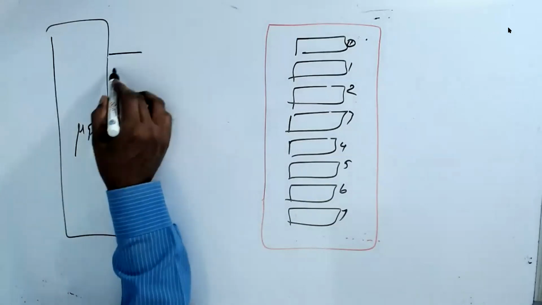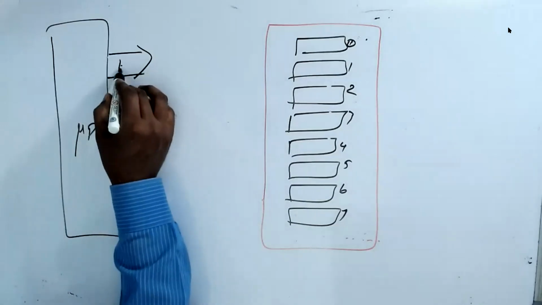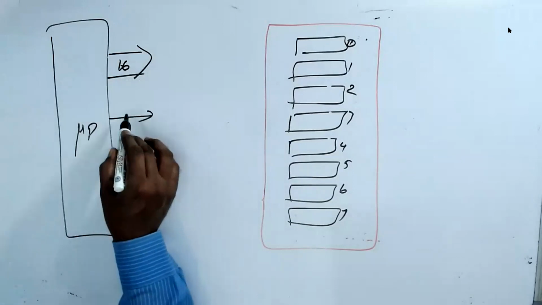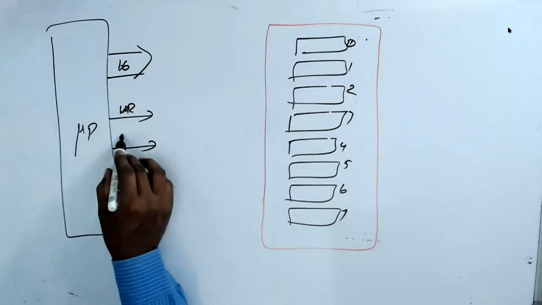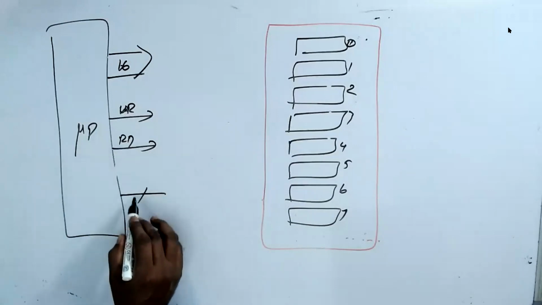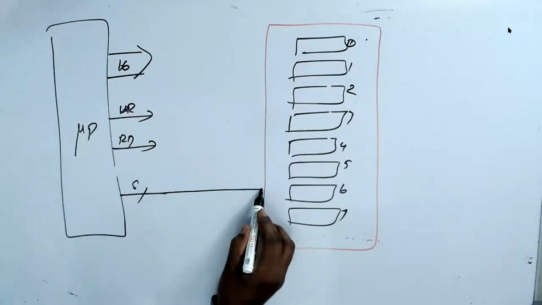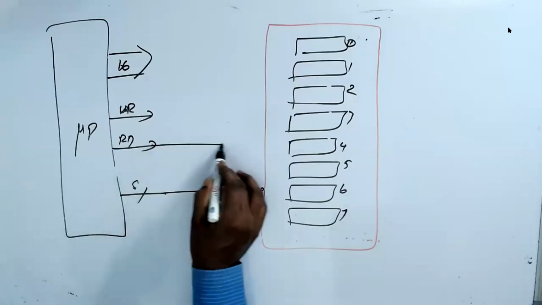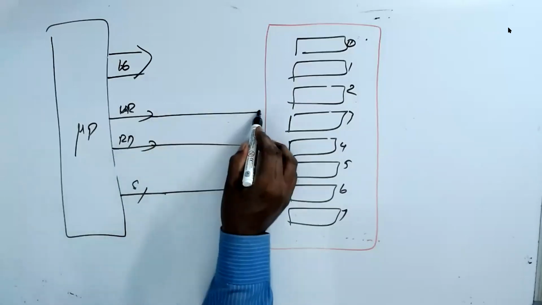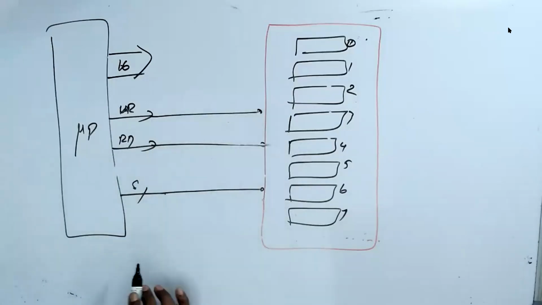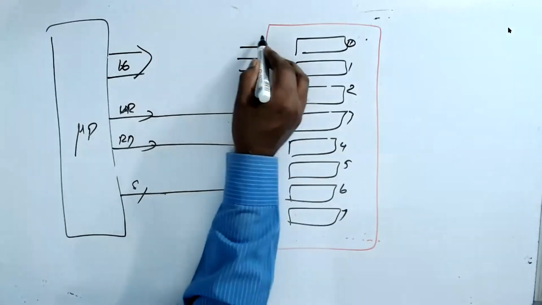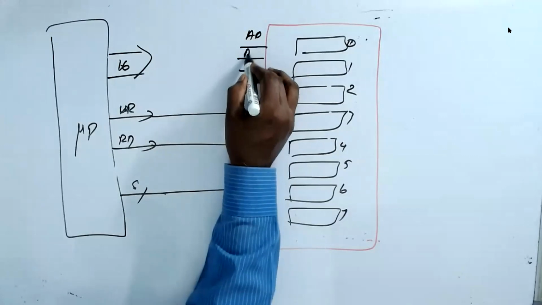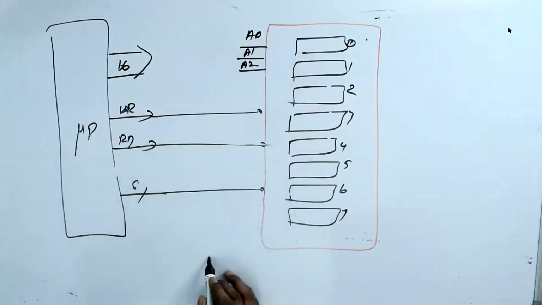This microprocessor has 16 address lines, a write and a read, and an 8-bit data line. So data is connected to data. Fine. Read is going to read, write is going to write. They're all fine. But I have 8 registers, so they have 3 address lines: A0, A1, A2. 2 power 3 means 8.